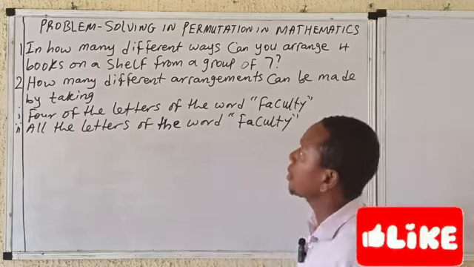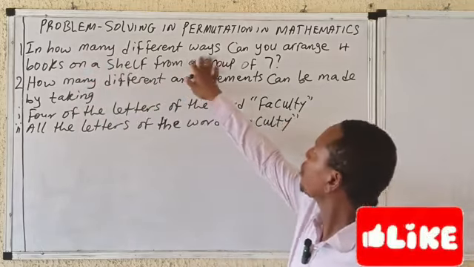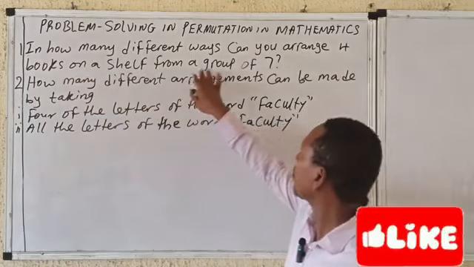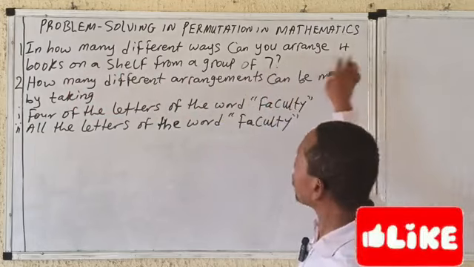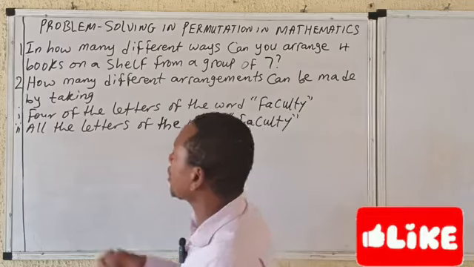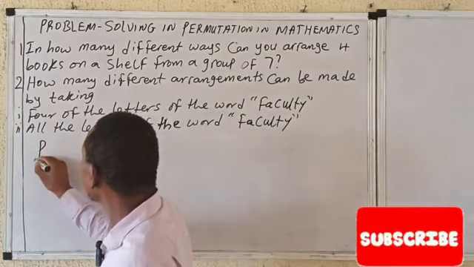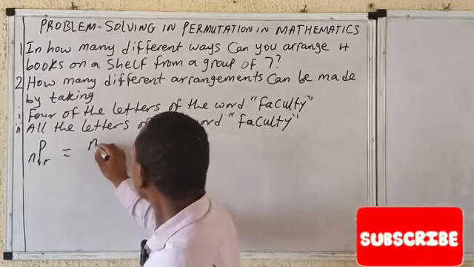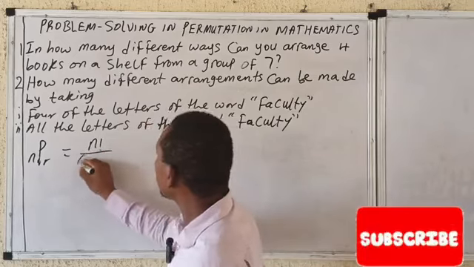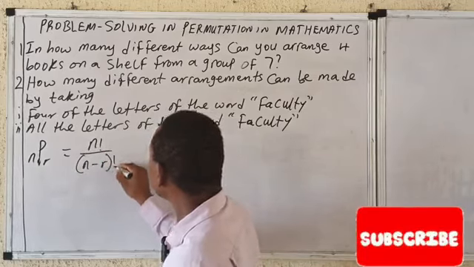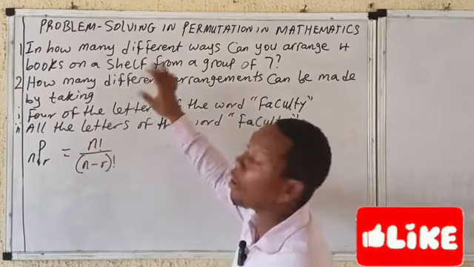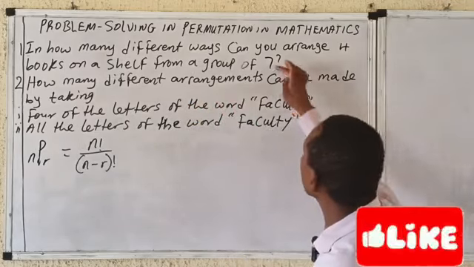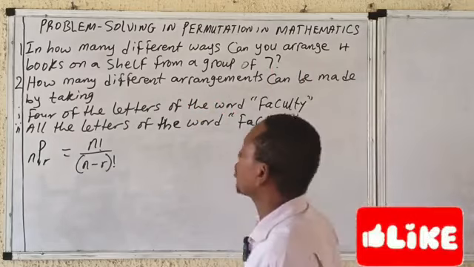Now, let's take the first question. In how many different ways can you arrange 4 books on a shelf from a group of 7? Now, 4 books on a shelf from a group of 7. The formula for permutation remains nPr = n factorial over n minus r factorial. Now, n remains the number of items or objects, distinct objects. In this case, 7 distinct objects.